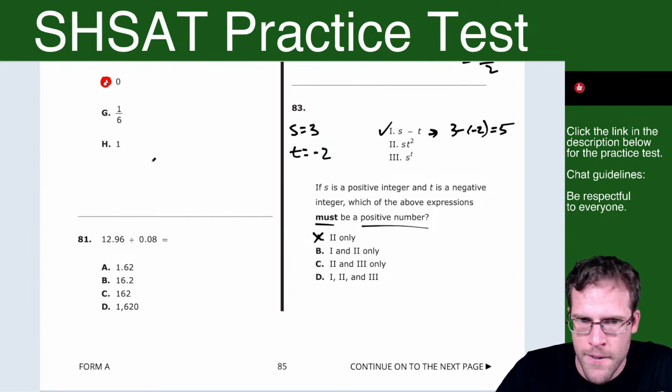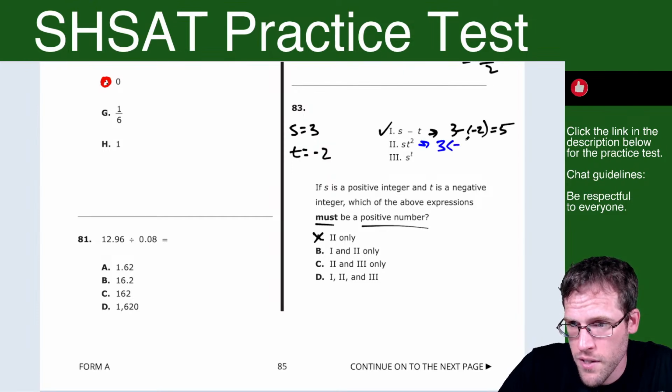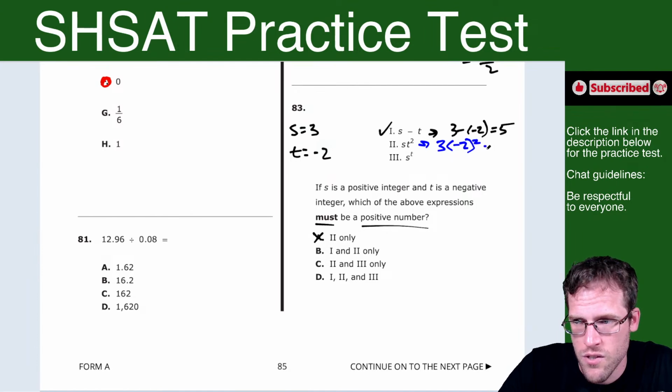All right, so 2 tells us S times T squared. That would give us 3 times a negative integer, but squared. So yes, this would give us 12. This would have to be positive also.